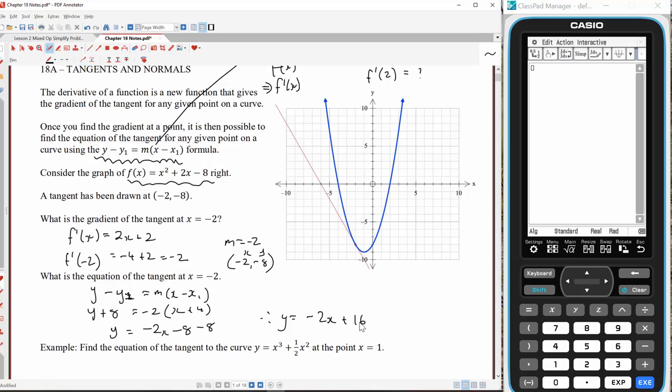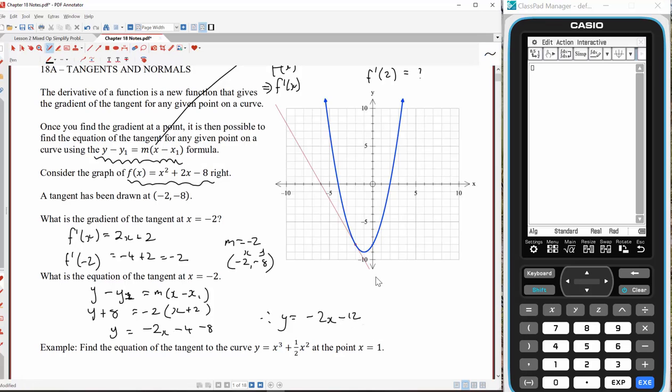-2x plus, no, not 16. Why is it 16? There's my mistake there. Let's rub that out. That should be plus 2. That should be -4. So take 8. That should be 12.